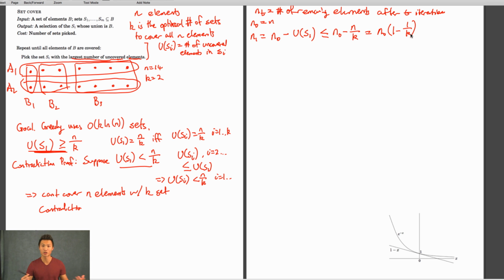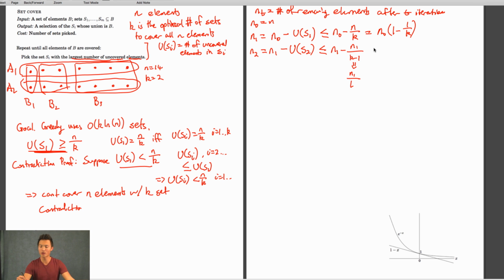Now let's see what happens when we do an extra step. We have n of 2 is going to equal, right? The number of elements remaining after the second iteration is going to be the number of remaining elements after the first iteration minus the number of uncovered elements in the second set we pick. Okay, let's see what's going to happen. If k is my optimal number of sets, right, then after the first iteration, I should be able to cover the remaining elements with k minus 1 remaining sets left. Or you can just call this L, right? n1 over L, where L is the number of remaining elements left after the first iteration. Oh wait, sorry. L is the number of optimal sets that can cover the number of remaining elements left after the first iteration.